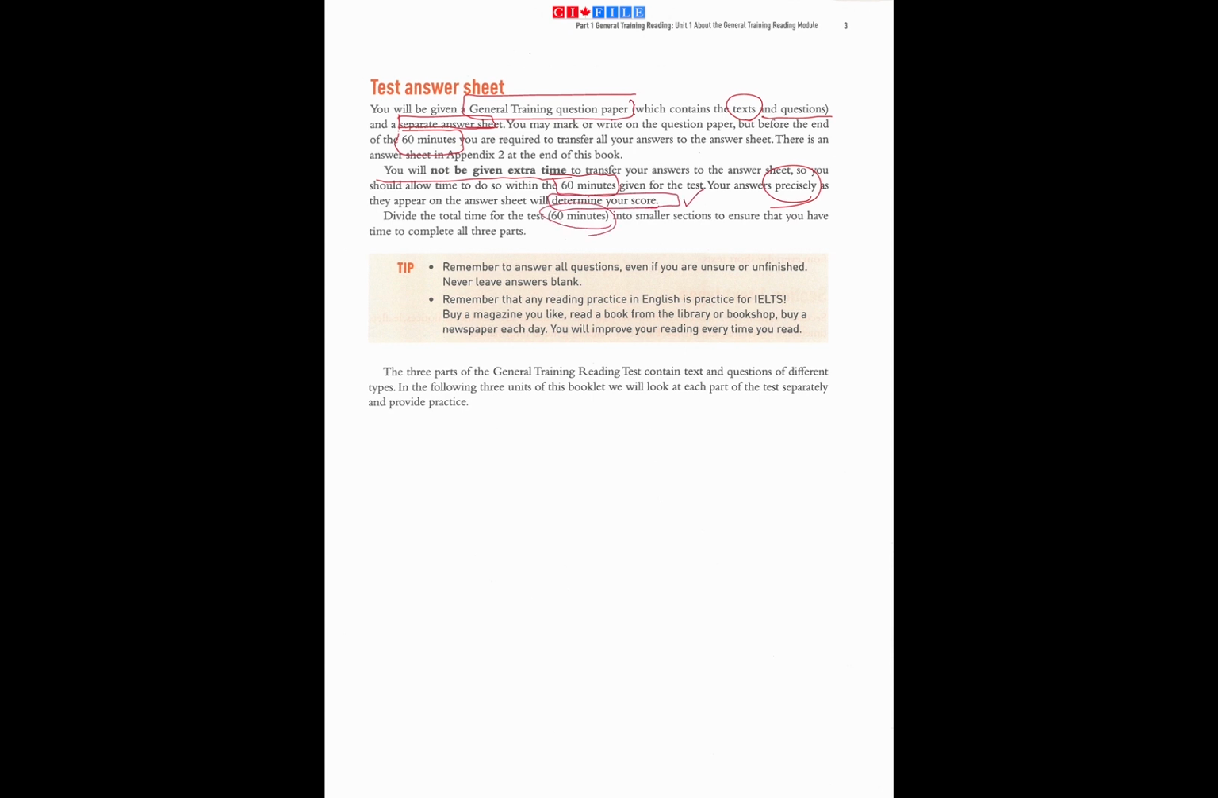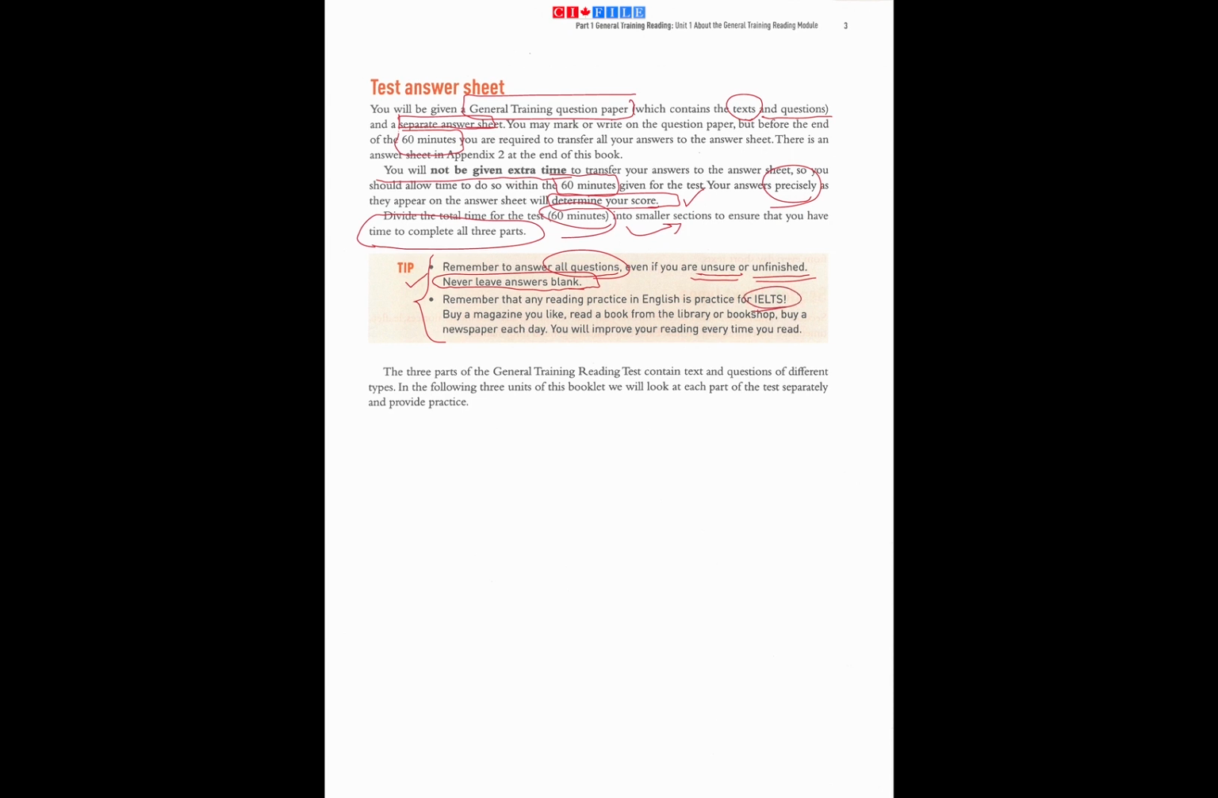Divide the total time for the test, 60 minutes, into smaller sections to ensure that you have time to complete all 3 parts. Listen to my tips. Remember to answer all questions, even if you're unsure or unfinished. Never leave answers blank. Remember that any reading practice in English is practice for IELTS.